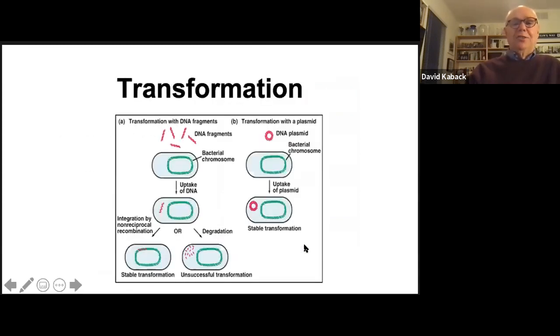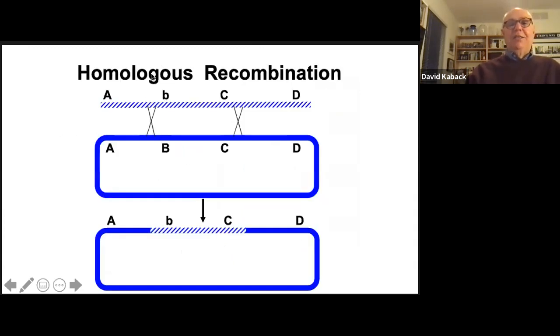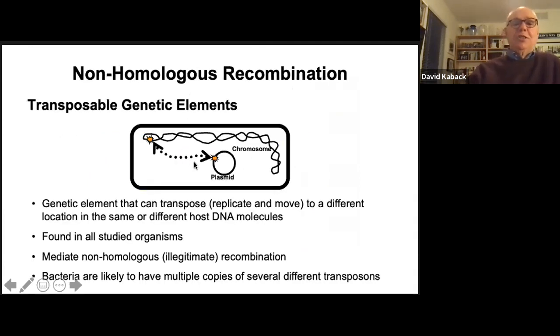Okay, and that process is called transformation, where DNA is taken up by the bacteria, shown here, and integrates via recombination. So here's that DNA coming into the cell and undergoing a crossover event to integrate that sequence into the genome, shown here. Finally, non-homologous integration, which doesn't require DNA homology, is done by transposons. This piece of DNA can essentially replicate and move itself into a new part of the same chromosome or into a plasmid.